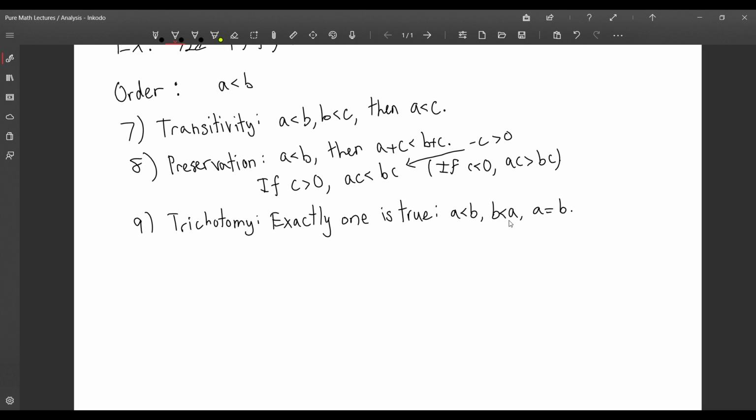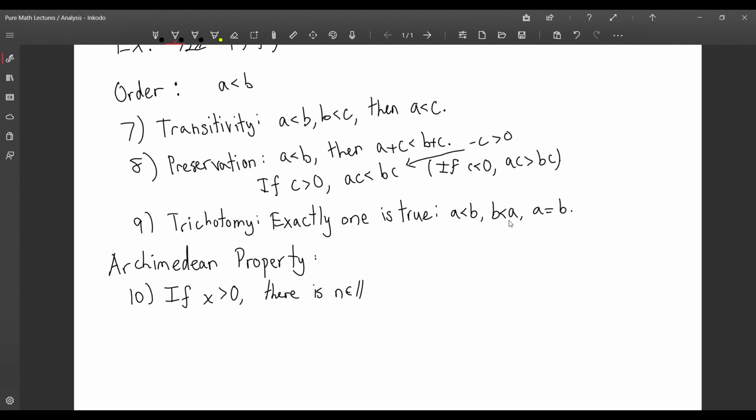So now we have introduced an order on our field. But this is not all that we need, right? There's still this next property, which is the Archimedean property. This says if x is greater than 0, there is an integer n, or a natural number I should specify. And by the way, we haven't formally introduced the natural numbers.